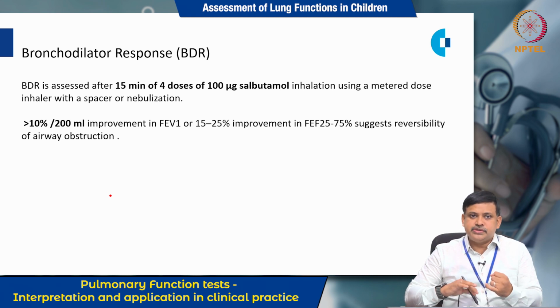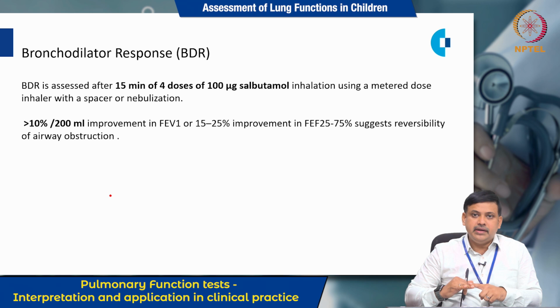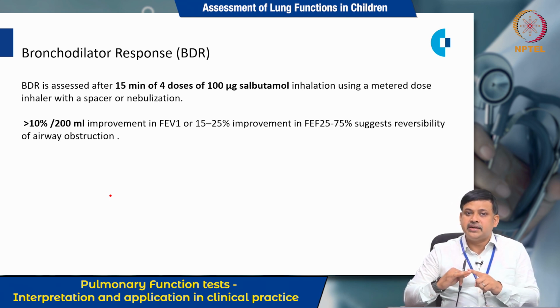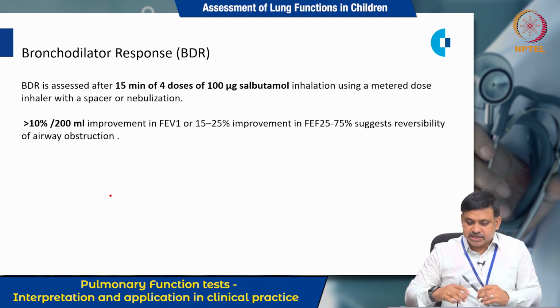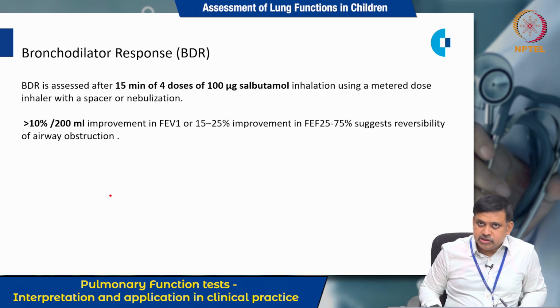So, what is the response you see? If you see a response of more than 10% or 200 ml improvement in forced expiratory volume in 1 second, or 15 to 25% improvement in forced expiratory flow at 25 to 75%, it suggests reversibility of airway obstruction. So, this is a very essential part of spirometry.